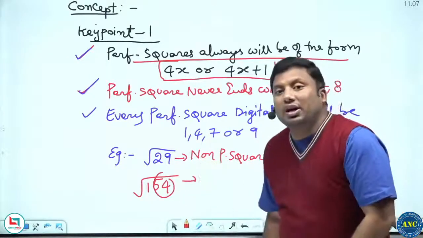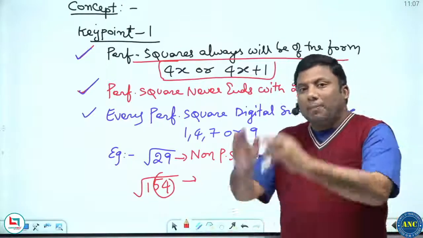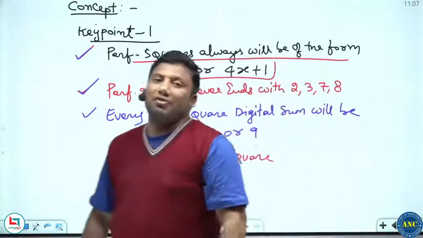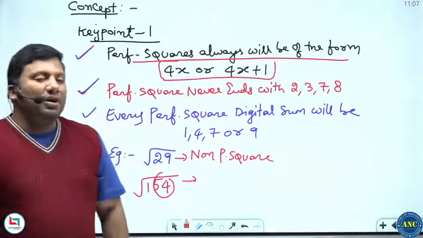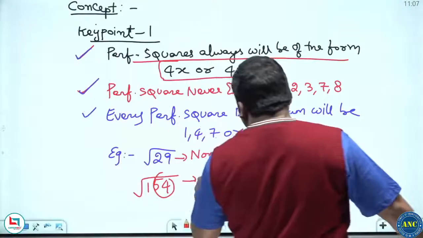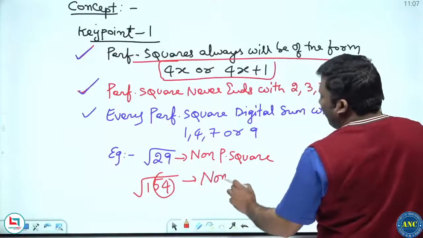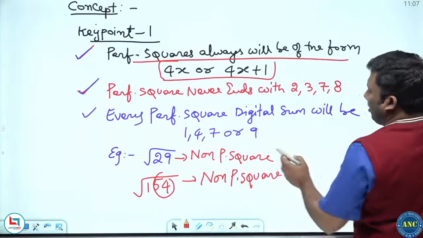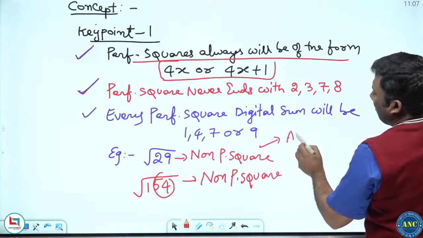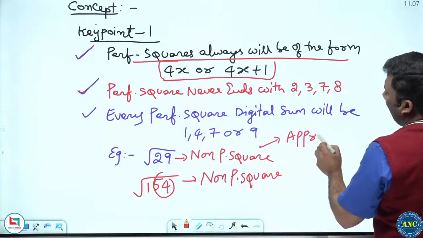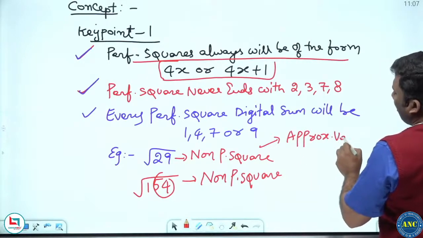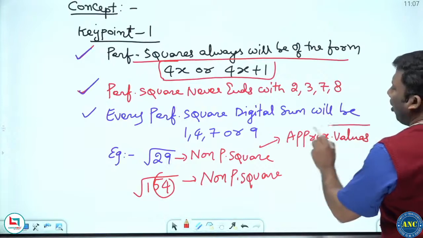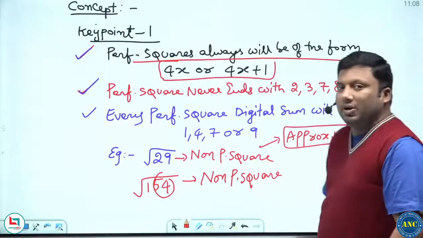54 is 4 into 13, plus 2. A perfect square will never be of the form 4k plus 2 or 4k plus 3. Again, it is a non-perfect square. A non-perfect square always gives approximate values.